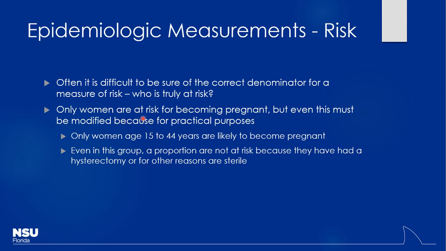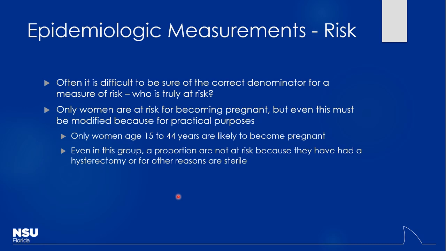So again, of women who are at risk for becoming pregnant, even that has to be applied logically given certain circumstances. When you're looking at all women, can all women become pregnant? Well, no. What if I just said women age 15 to 44 years? Can all of them get pregnant? No. What if they had a hysterectomy? Maybe they're infertile for whatever reason. And so it's important that you consider what's the actual denominator?